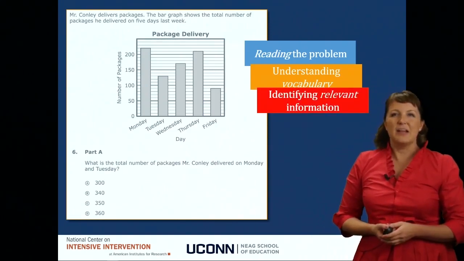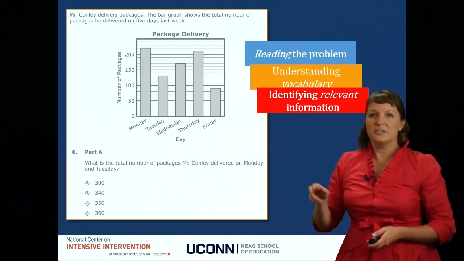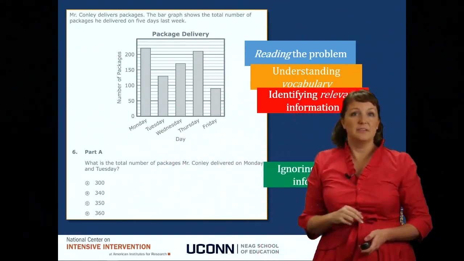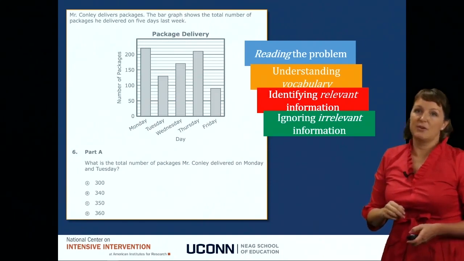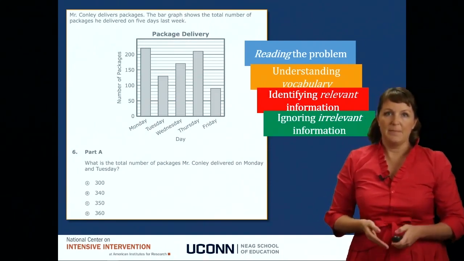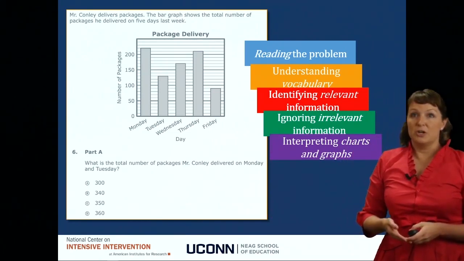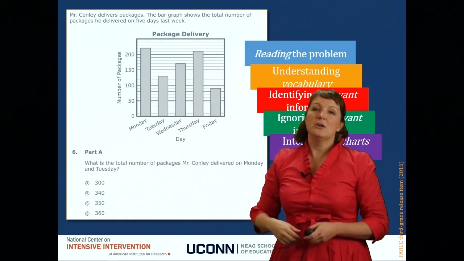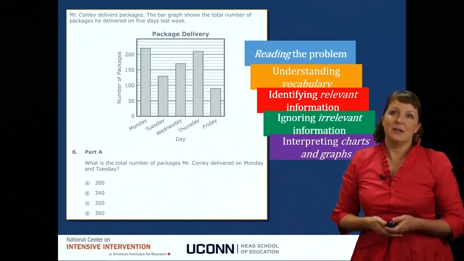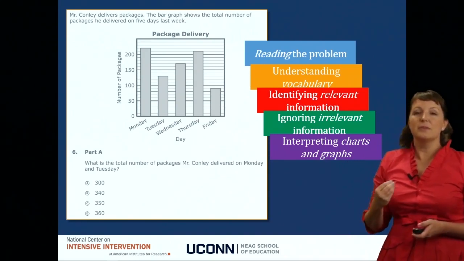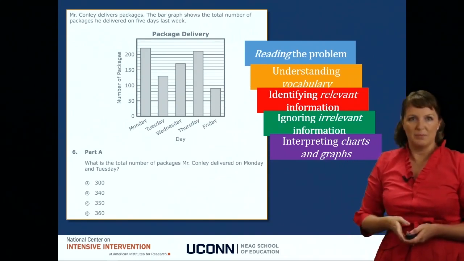I have to identify the relevant information. This problem is about Monday and Tuesday. But look at this graph. There's a lot of irrelevant information on this graph. I'm going to have to ignore Wednesday, Thursday, and Friday. I have to be able to interpret this chart and graph. The number of packages goes up in units of 50. So what does Wednesday actually mean? What does Tuesday actually mean? I have to figure out those amounts from the graph in order to solve this problem correctly.